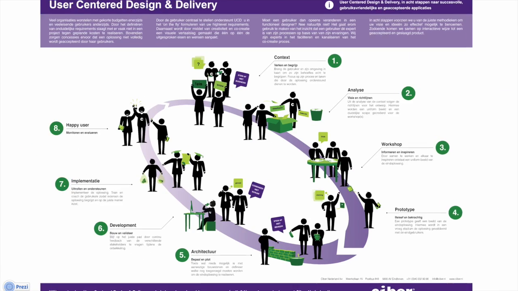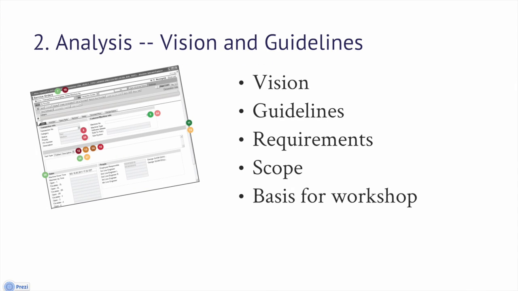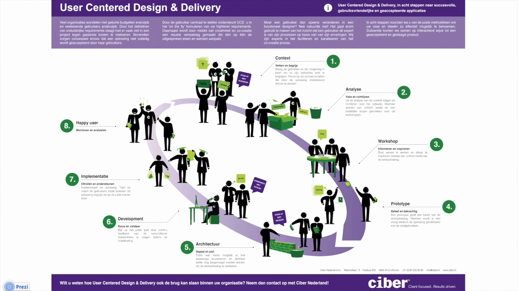Then the next step is to analyze all the information that you have gathered from the end users. You can start making a vision on what has to be achieved or some guidelines on the user interface. If you analyze the interview results, for example, you can ask what part of the screen is actually used and what part of the screen is not used, and what part of the information is good to use and what information is still missing on that screen. That is all base for a workshop, which is the next step in the process.